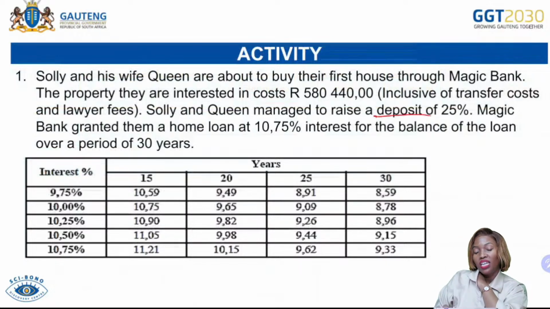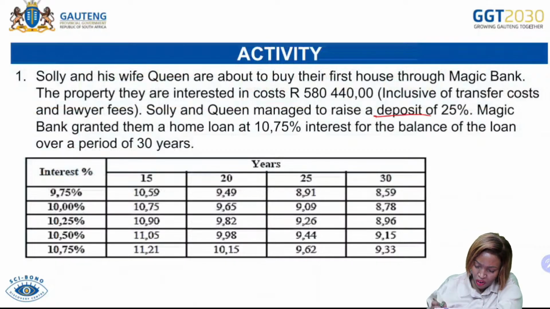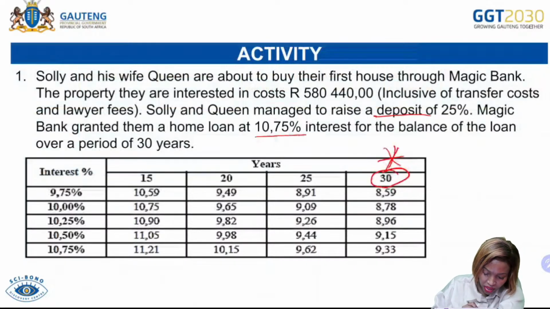Remember, what is a deposit? It is an upfront payment of 25%. Magic Bank granted them a home loan at 10.75% interest for the balance of the loan over a period of 30 years. So where do we start? We start with the years. It is 30 years. You make an asterisk, and the interest rate is 10.75.